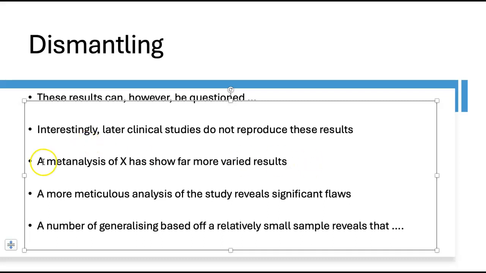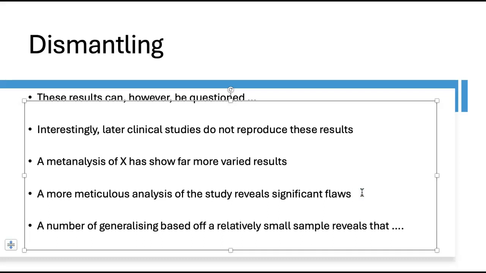Now, it's always useful if you can get a meta-analysis because that is a combination of multiple different studies into the same area, and it has a reputation of producing greater reliability because it combines all of these studies and produces more generalized trends and data. A more meticulous analysis of the study reveals significant flaws. And now you're going to tell me what the flaws are in that study.